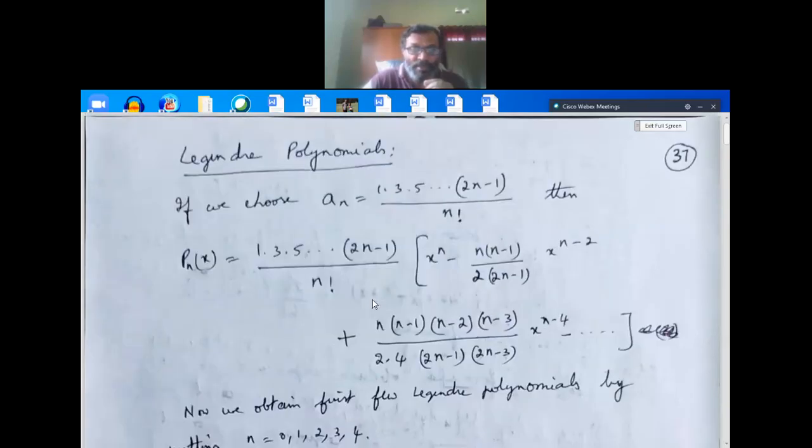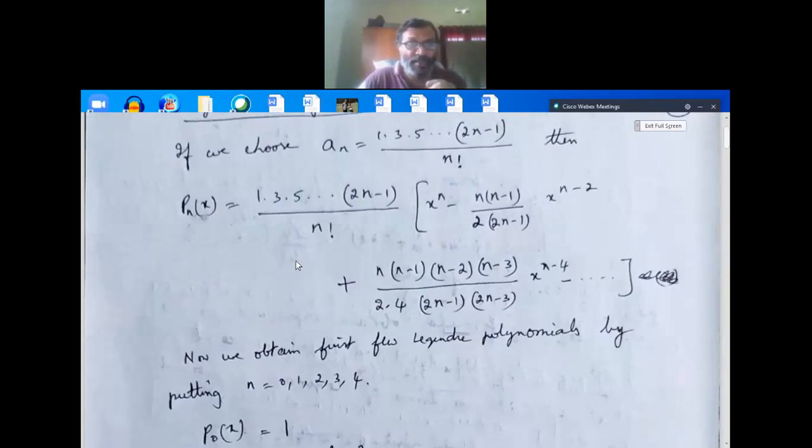Once we know the standard form of the Legendre polynomial, we first write a few Legendre polynomials by substituting n equals 0, 1, 2, 3, 4.